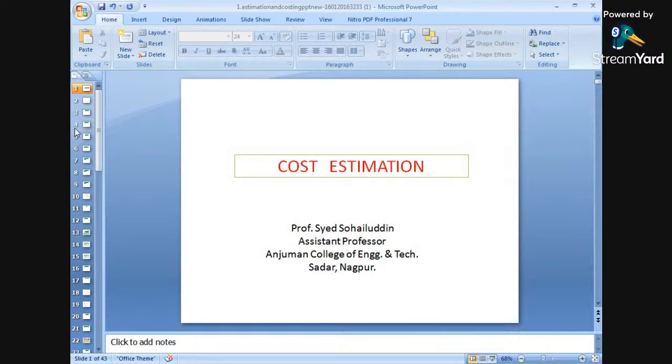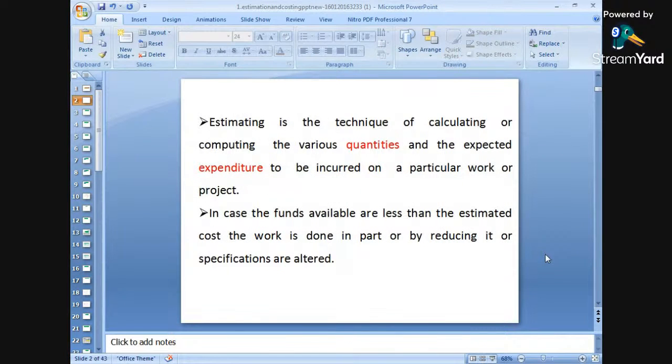Okay, so first of all we'll see the definition of what is estimation. Estimating is the technique of calculating, that is, computing the various quantities and expected expenditures to be incurred on a particular work or a project. That means with this technique we can find out the various quantities required in a project. What are the different quantities which have been required for the construction work.